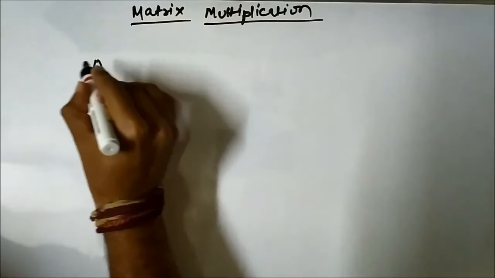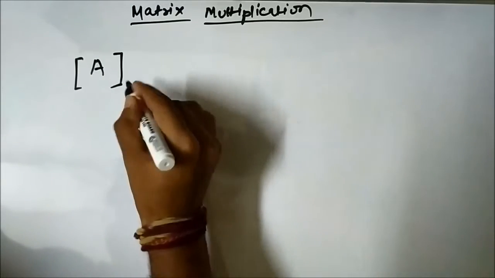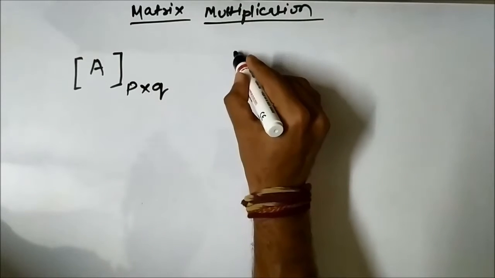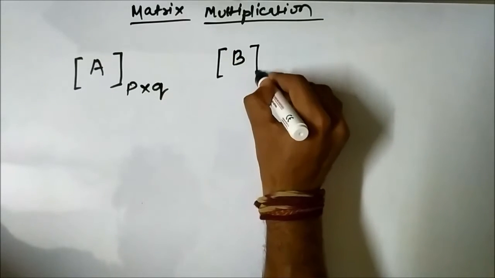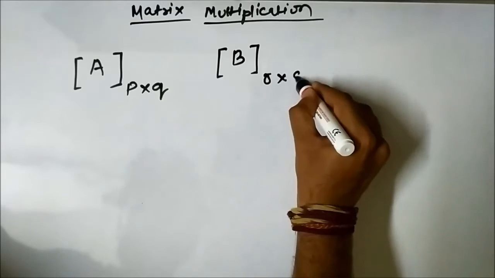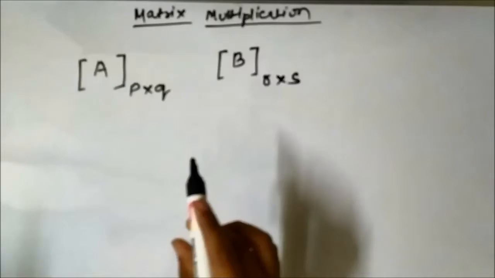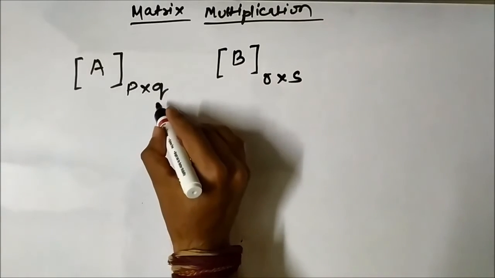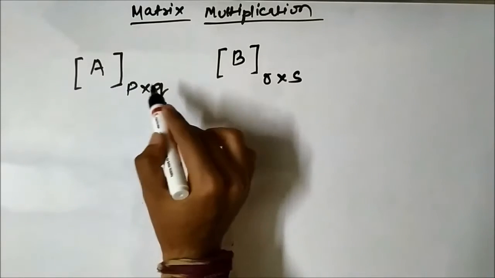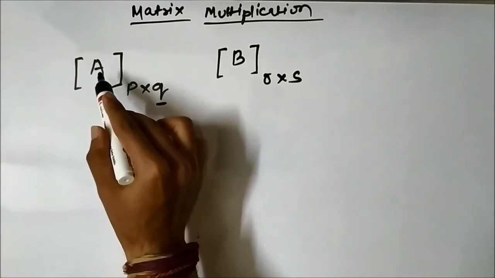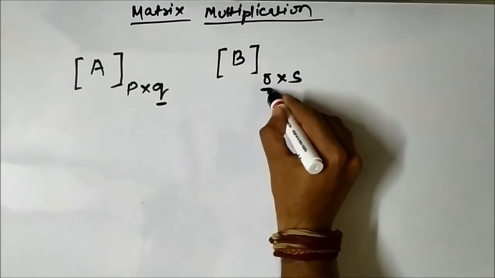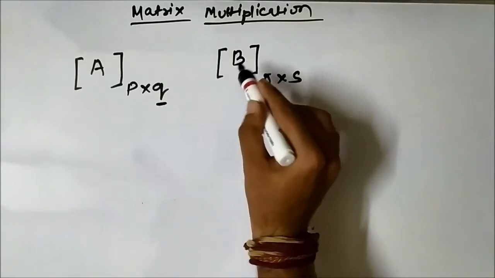let us say we have a matrix A with order P cross Q and another matrix B with order R cross S. Now, in order for these two matrices A and B to be eligible for multiplication, the condition is that the number of columns, that is Q, the number of columns of matrix A or the first matrix, should be equal to the number of rows of the second matrix, that is matrix B.